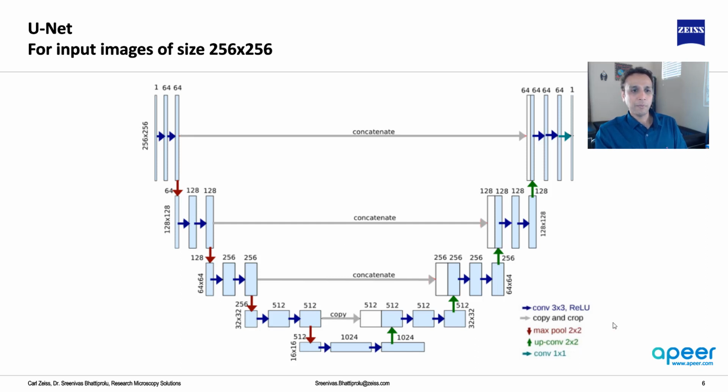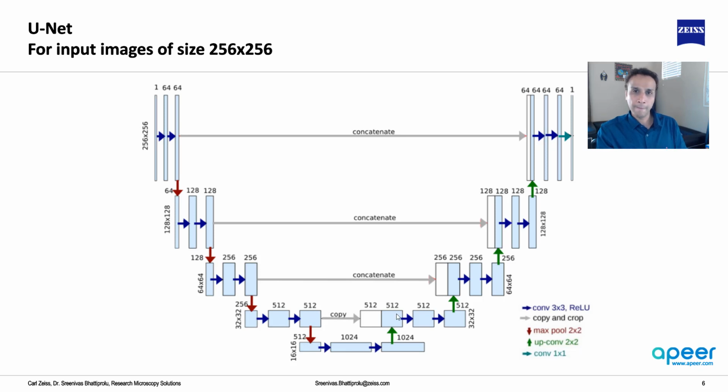Then we perform a convolutional operation with how many filters now? 128 filters. Then max pooling, which means my 128 becomes 64. Then I double the number of filters to 256. And I do that all the way down to where I have 1024 features and only 16 by 16 in terms of my image dimensions.